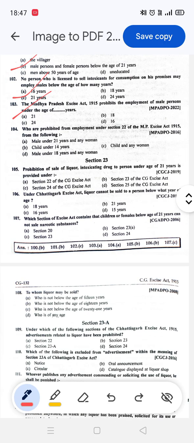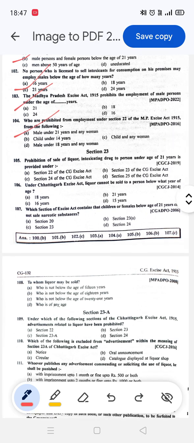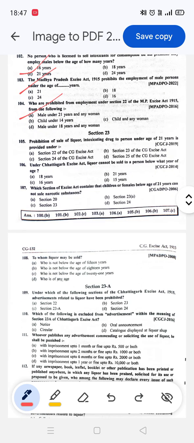Question number 104. Who are prohibited from employment under section 22 of the MP Excise Act? From the following: male under 21 years and any woman. Option A is correct. Question number 105. Prohibition of sale of liquor and intoxicating drug to a person under the age of 21 years is prohibited under option B, section 23 of the Chhattisgarh Excise Act.